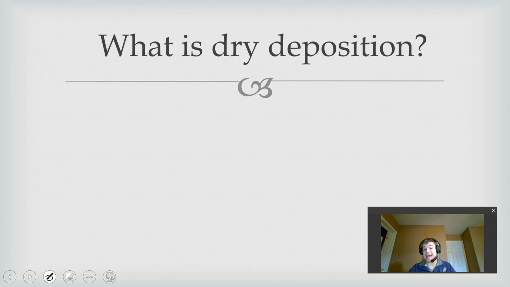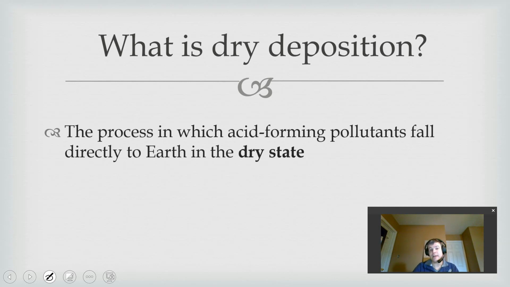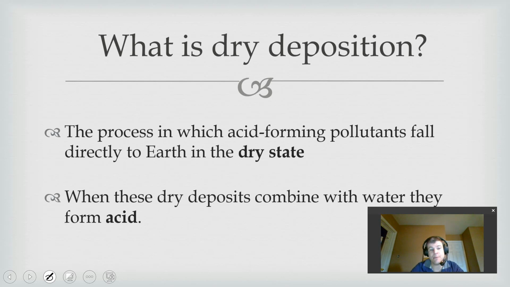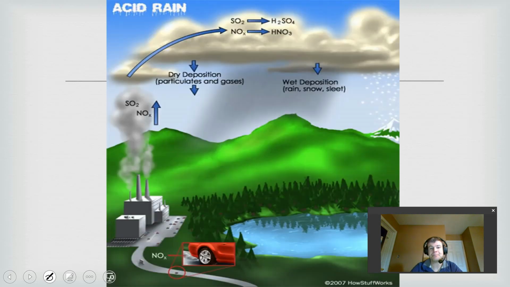This does not always have to be liquid or solid rain. It can also sometimes be pollutants in the air that fall to the ground and then mix with water on the earth. And that's called dry deposition. Dry deposition is the process in which acid-forming pollutants fall directly to the earth in a dry state. And when they combine with water, let's say in a puddle, in a lake, in a stream, in a river, then they form an acid there. So this is also a form of pollution.